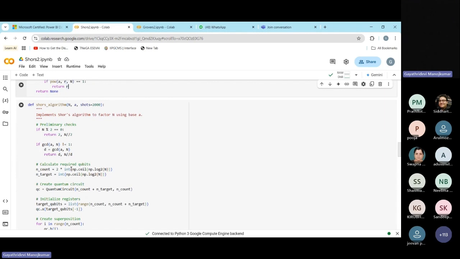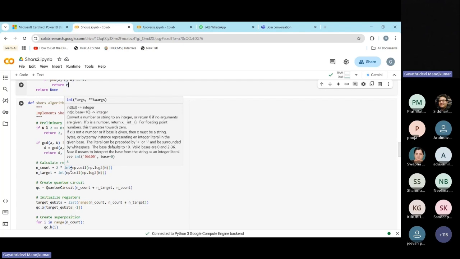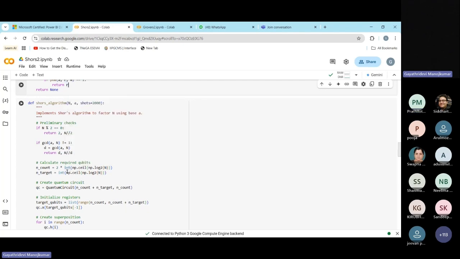The next function is for Shor's algorithm. We have implemented Shor's algorithm with the help of calling the previous methods which we have defined here. The first primary check I wish to do is whether n is even. If so, the factor is trivially 2. Then, if I find the GCD of a and n and it is not equal to 1, then a shares a factor with n, and the factor is returned immediately. No issues, it will be returned.